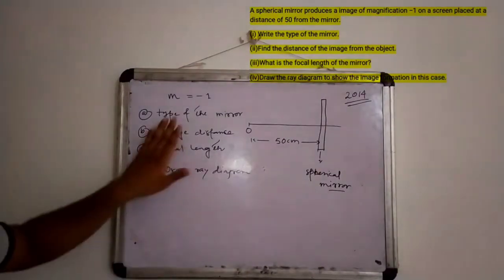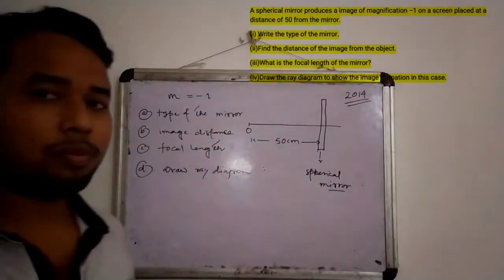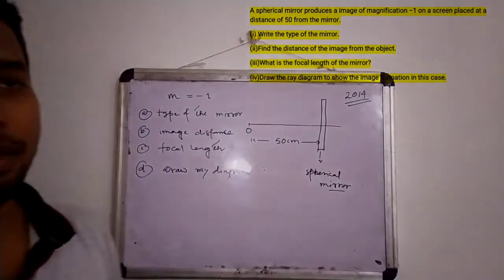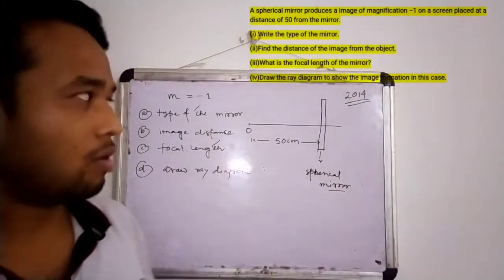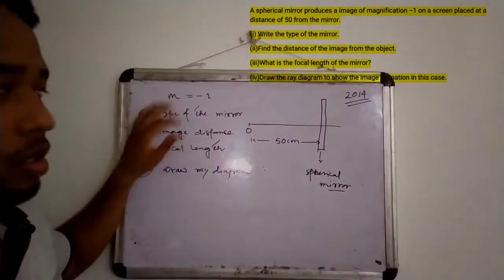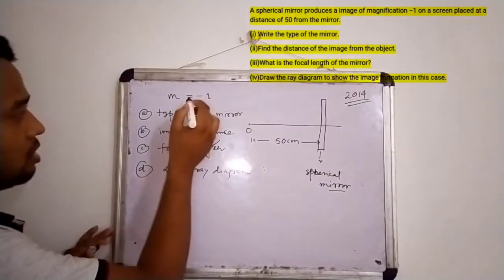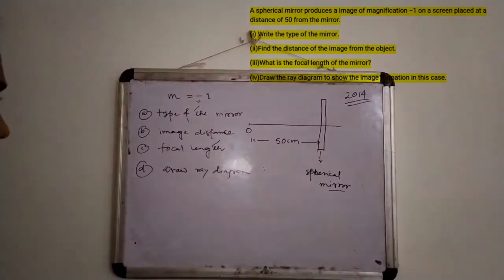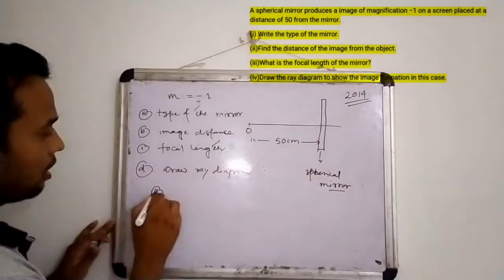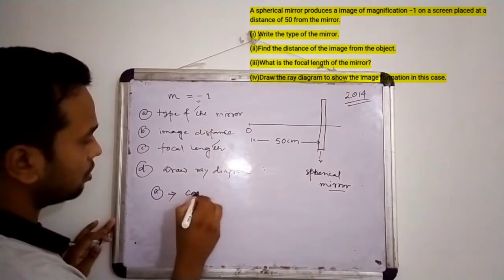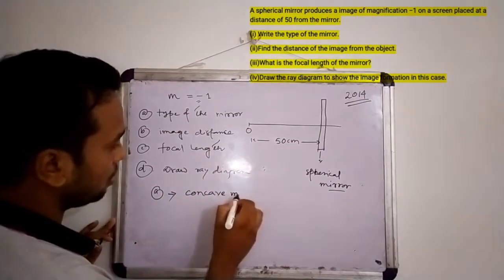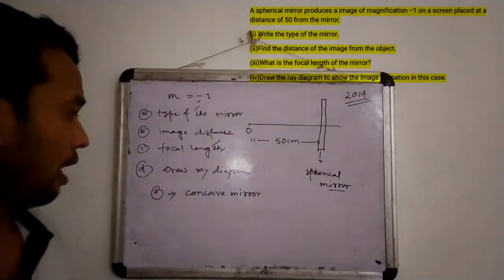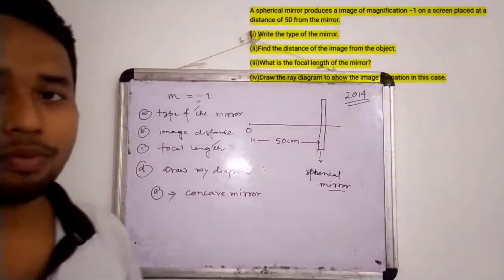Now, first, type of the mirror. So in the previous part of my video, I told you how we can identify the type of the mirror by knowing the value of magnification. So see here, magnification is -1. So negative sign is here. So if magnification is negative, then we can directly say that the mirror is concave mirror. Okay. If magnification is negative, then the mirror is a concave mirror.